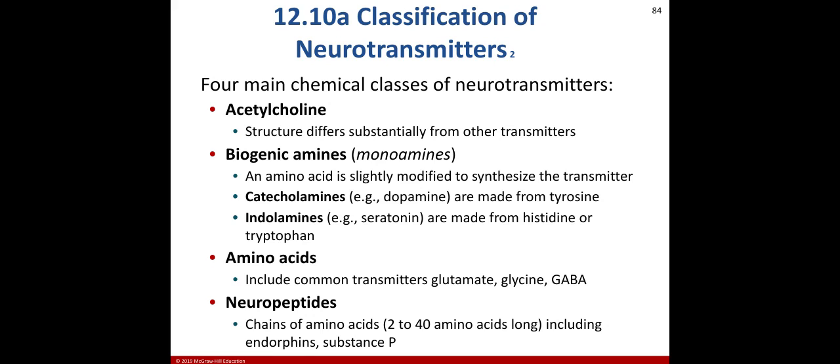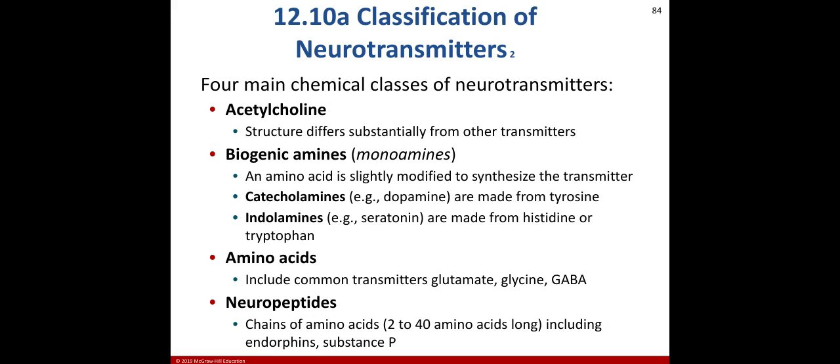So 4 main classes: acetylcholine, and that structure differs a lot from other neurotransmitters. Biogenic amines or monoamines, that's an amino acid that's been modified, and within that you've got catecholamines, dopamine, or indolamines, serotonin. And if you know dopamine and serotonin, those are like happy feeling, loving feeling. And there are medications if people are suffering from depression or anxiety that really help the brain uptake serotonin specifically. But they are in the biogenic amines.